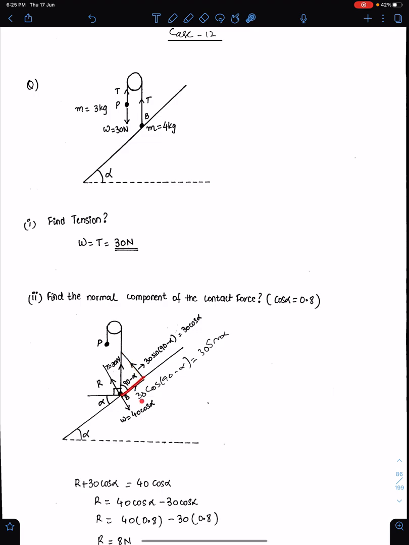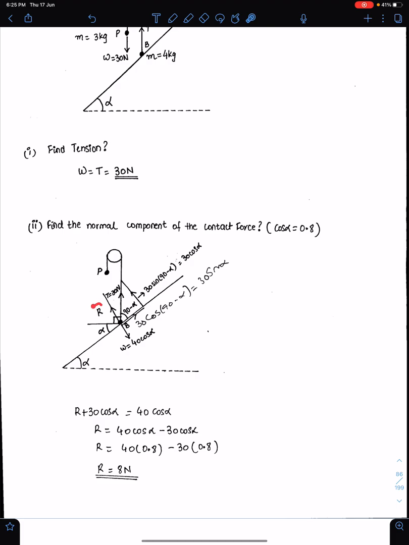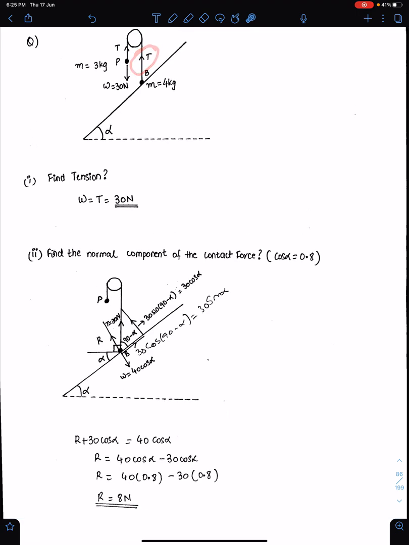This component is tension times cos 90 minus alpha, and tension is 30. So 30 times cos 90 minus alpha, and cos 90 minus alpha is sin alpha. This is the opposite of the triangle, so this component must be tension times sin 90 minus alpha. Tension is 30, so 30 times sin 90 minus alpha, which will become 30 cos alpha. Since we are working for R, therefore R plus this component is equal to 40 cos alpha. So by solving this equation, we can get the value of R. Make sure you resolve this tension carefully.